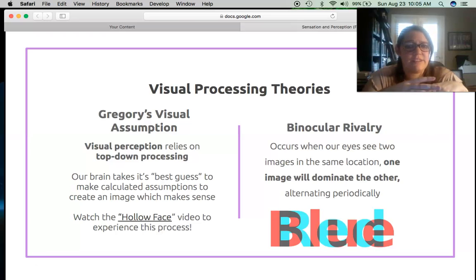We have a couple different theories about how we process information. The first is Gregory's visual assumption, and this is telling us that visual perception relies on top-down processing. So similar to Gestalt, our brain is going to fill in information to help us understand what's going on. So our brain is going to take its best guess and make calculated assumptions about what an image may be.